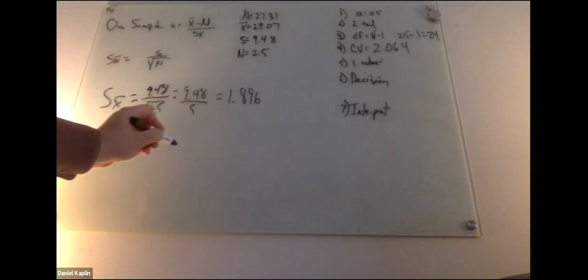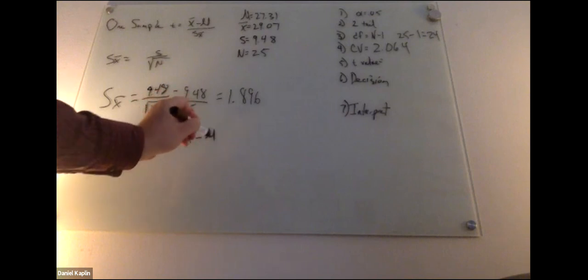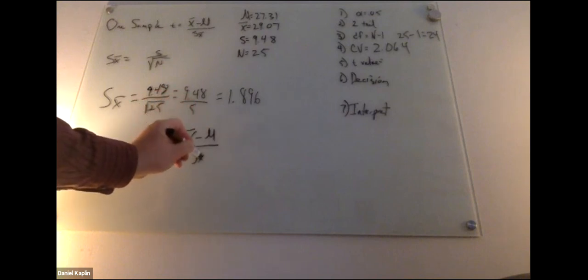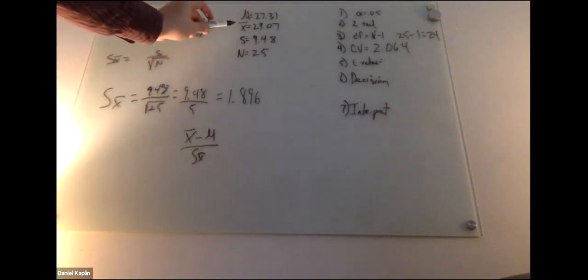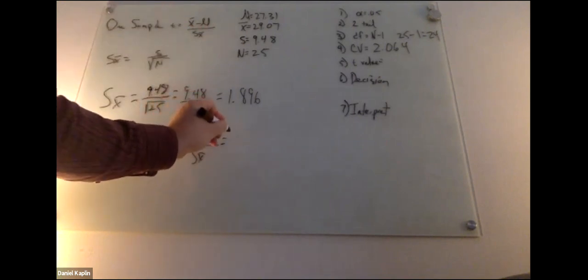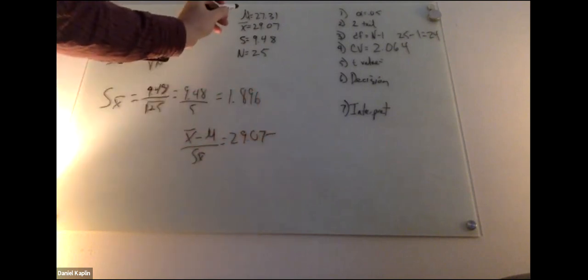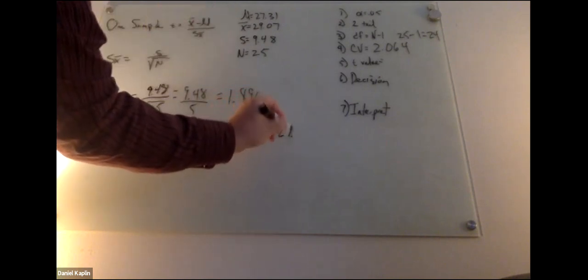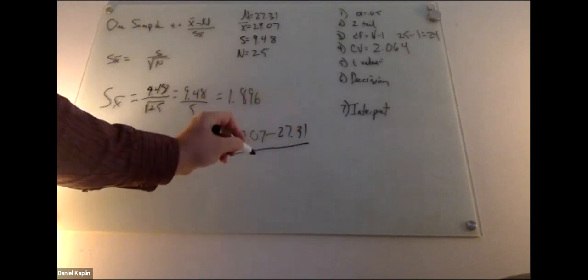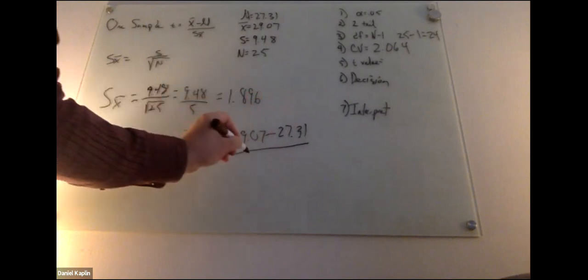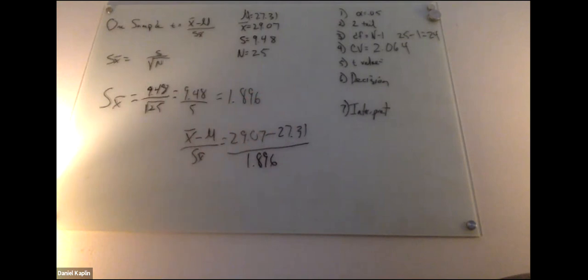Now, when we do the one sample t-test, we do x bar minus mu divided by standard error of the mean, right? So when we're doing this, we're going to say x bar is 29.07 minus mu, which is 27.31. And that's going to be divided by our standard error of the mean, 1.896. So let's calculate this out.